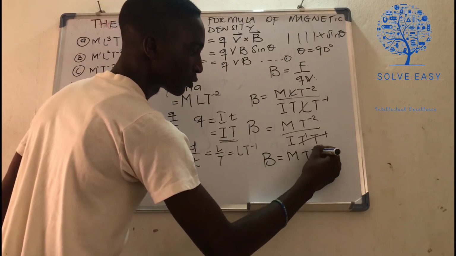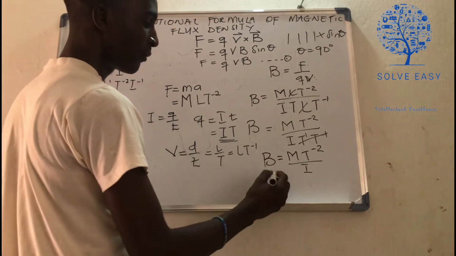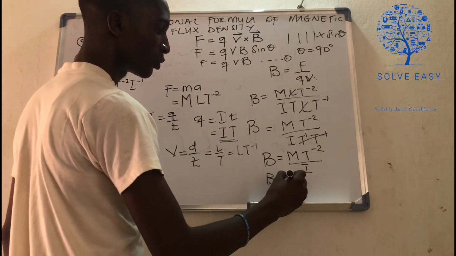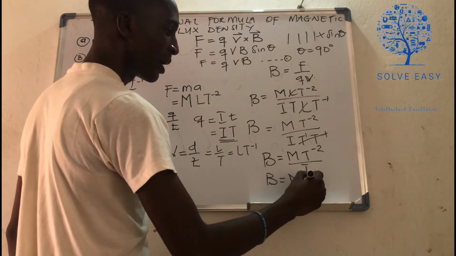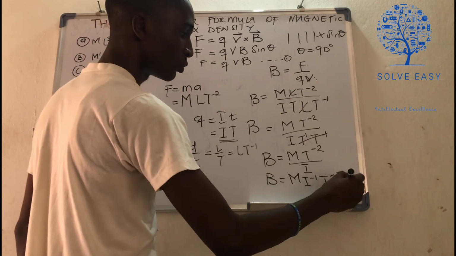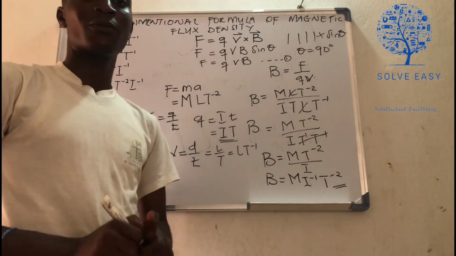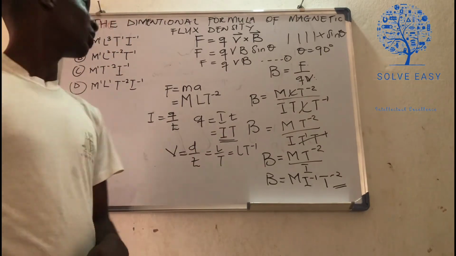So writing all this in linear form, I'm having B is equal to M I minus 1 T minus 2. So that's the dimensional analysis for magnetic flux density. Therefore our answer is option C.